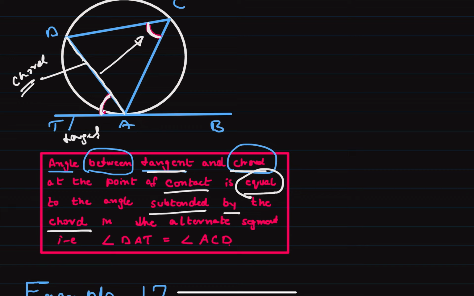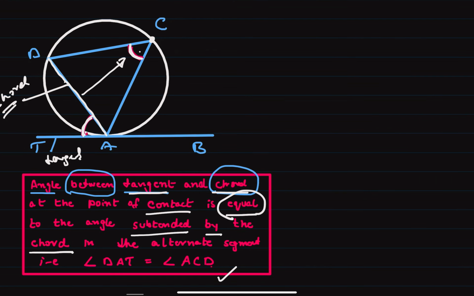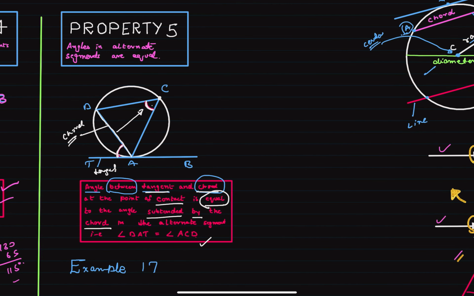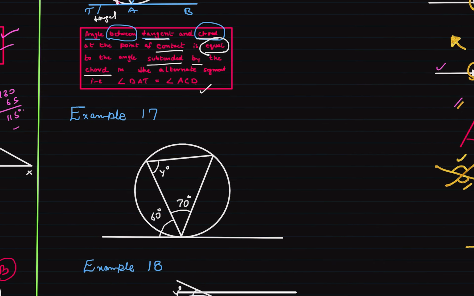So the angle between the tangent and the chord is equal to the angle subtended by the chord, provided that this angle is on the circumference, right? So angle DAT is equal to angle ACD. I hope you got it. So this is called angles in alternate segments are equal. So look at this example. This is 60. The angle between this chord and tangent, right, is 60. So the angle that is subtended by this chord is equal, that means this is 60.